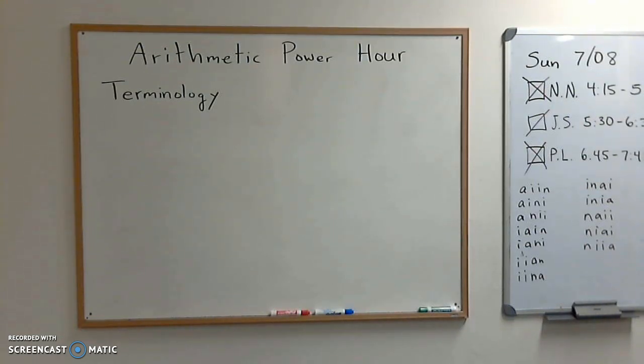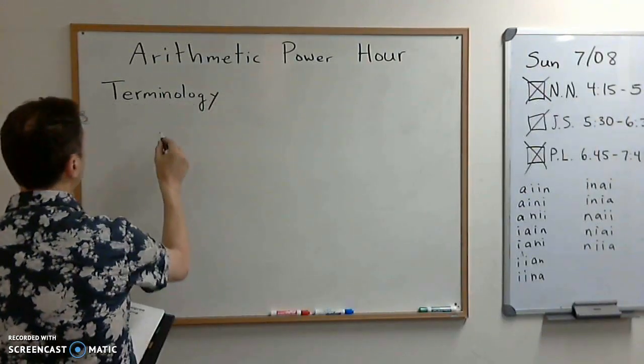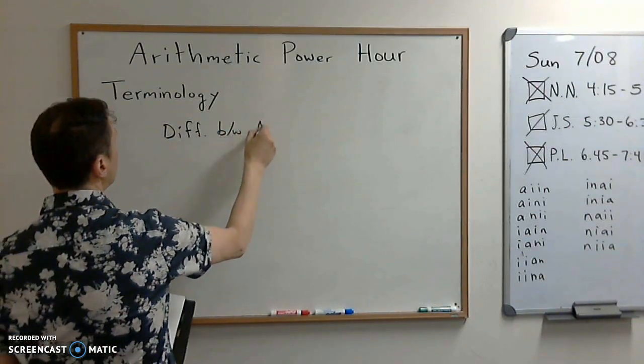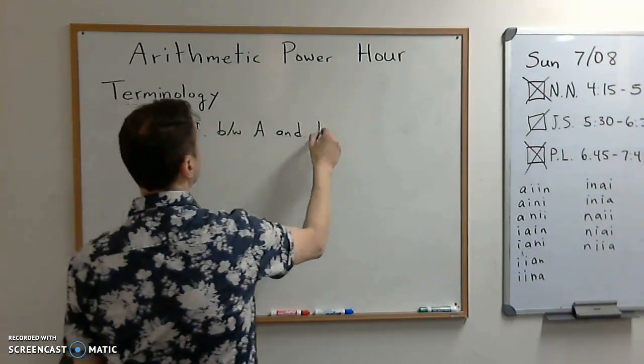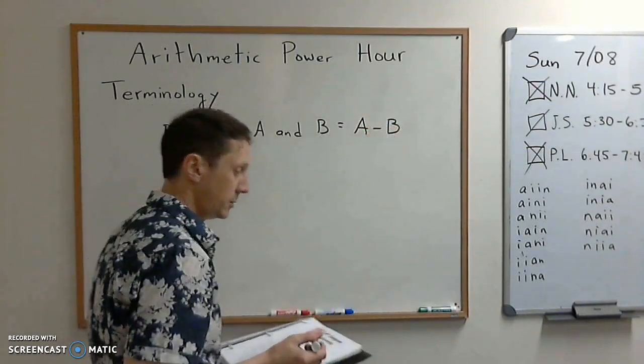Terminology first. The words sum, difference, product, quotient, and ratio are each associated with an operation. The sum is what you get when you add 2 numbers together. The difference is what you get when you subtract 2 numbers from each other. And that has to come in a particular order, of course. If we talk about the difference between A and B, that specifically means A minus B. It does not mean B minus A.